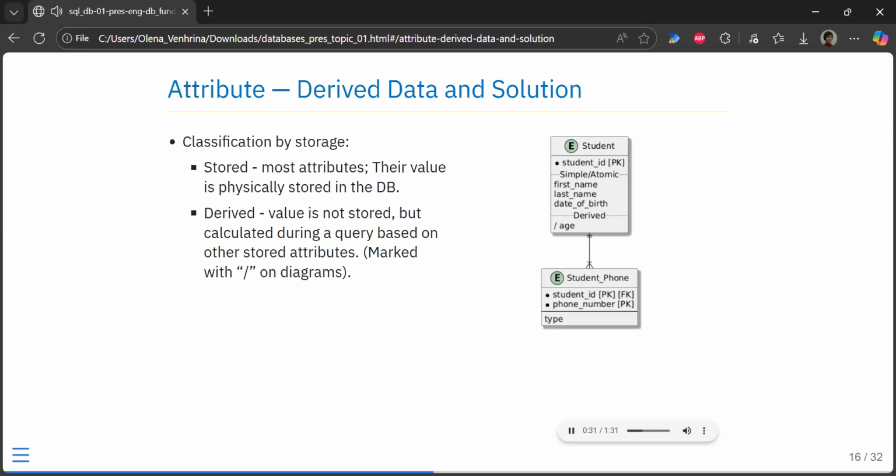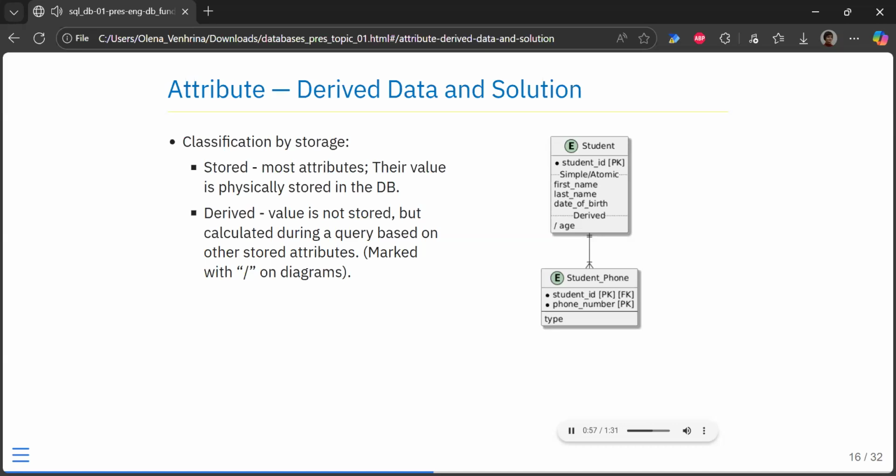Why don't we store age? Because it is bad practice leading to update anomalies. If we physically stored the student's age, we would have to run a process every night at midnight to update the age for those who have a birthday today. If this process breaks, our data becomes incorrect. It is much safer to simply calculate it. In diagrams, as you see in the example, derived attributes are marked with a /age.